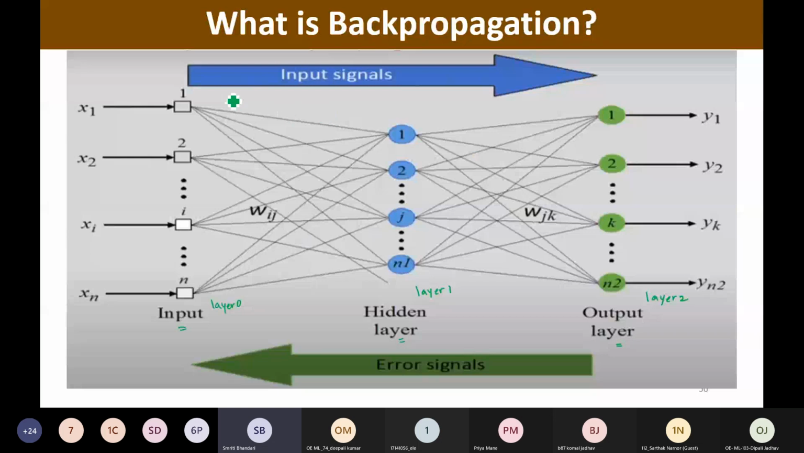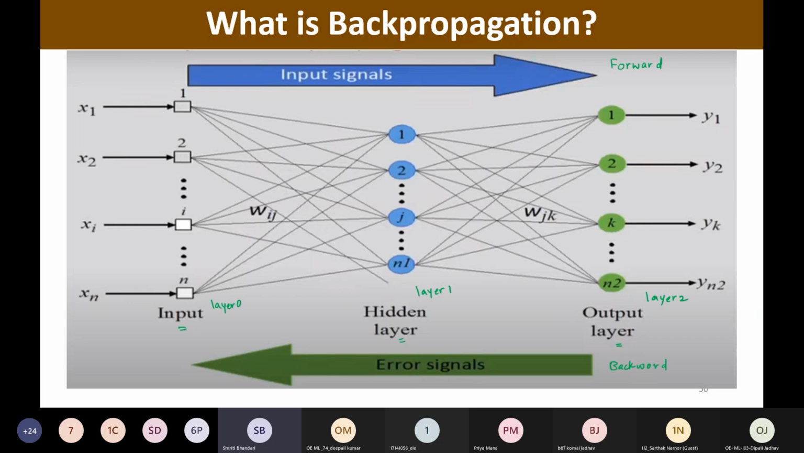The input signal goes from left to right, from input to output, right? Sometimes we say that this is forward propagation. So the input signal goes from the input layer to the output layer, and the error signal goes from the output layer to the input layer, right? So this is in the backward direction. Error signal always flows in the backward direction, whereas the input signal flows in the forward direction.